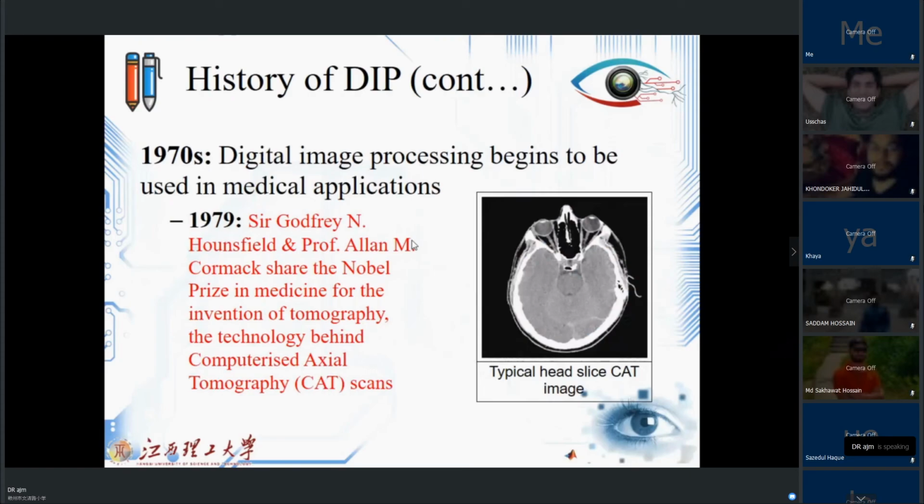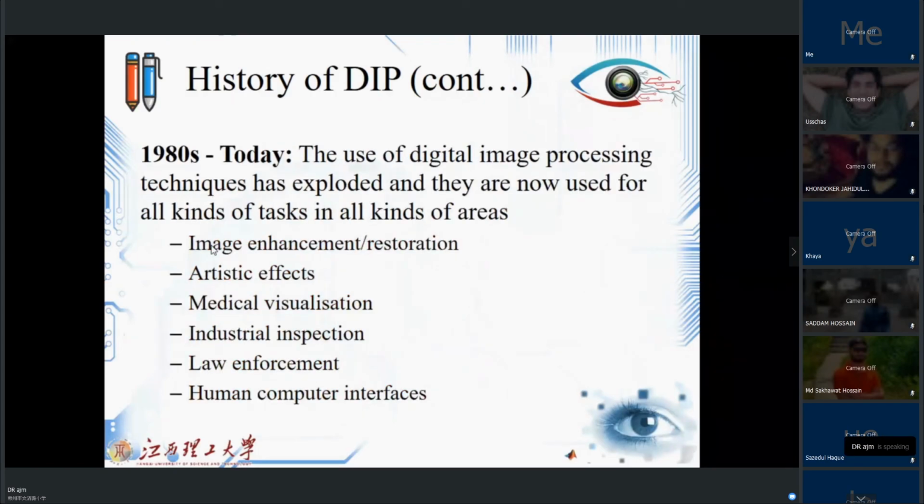In the 1970s, digital image processing began to be used in the field of medicine, and in 1979, Godfrey Hounsfield and his colleagues took the Nobel Prize for just working on the CAT image. So working on the image could bring the Nobel Prize for you. And from 1980 till today, the use of digital image processing techniques has exploded, and they are now used for all kinds of tasks in all kinds of areas, such as image enhancement, restoration, medical visualization, industrial inspection, law enforcement, and human-computer interfaces.